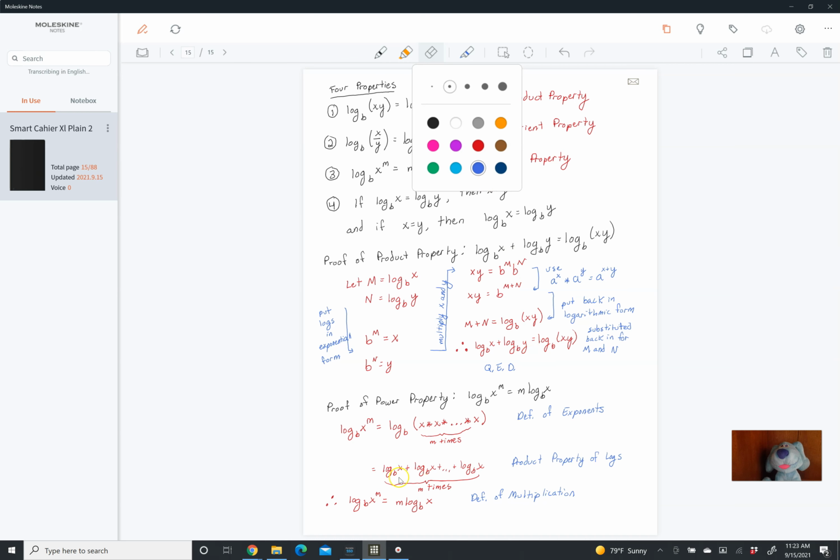If we had m 2s, then it would be m times 2. If we had m y's, it would be m times y. Instead, we have m of log base b of x. So we just multiply. By the definition of multiplication, when we add the same thing to itself multiple times, we can just multiply by how many times we're adding it to itself. And therefore, we have succeeded in proving the power property.